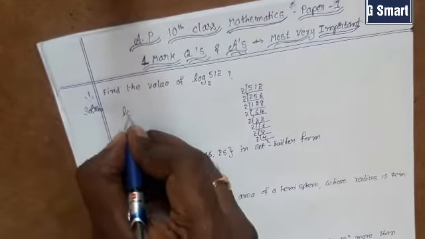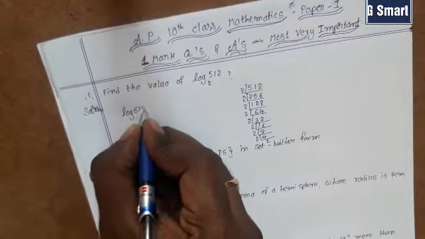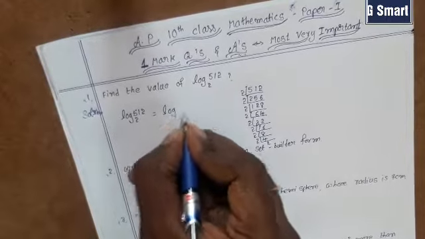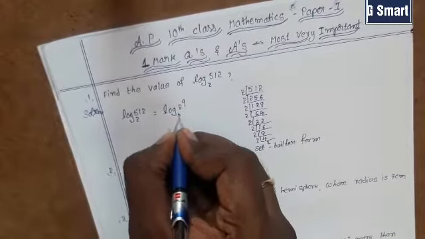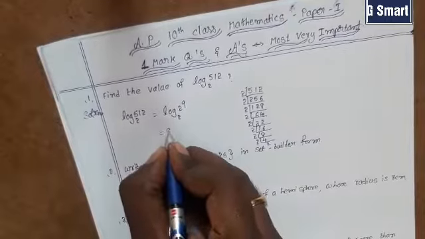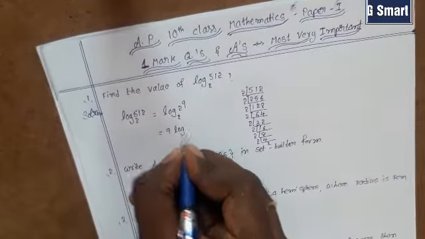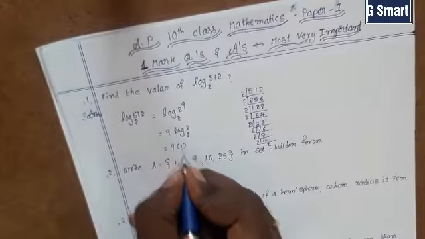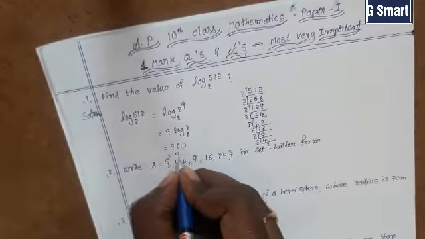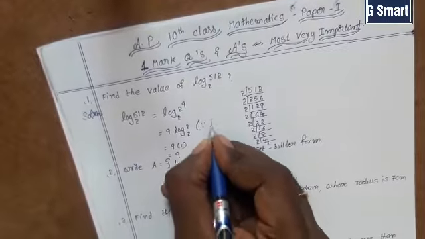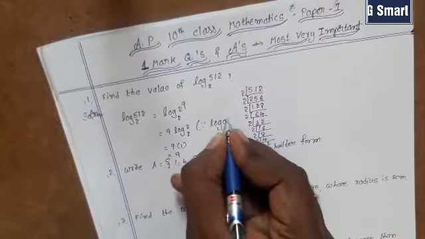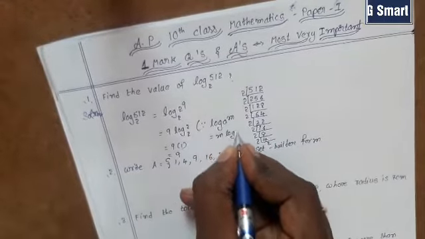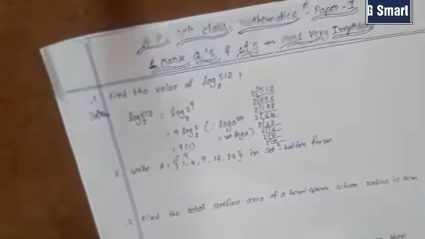So log 512 base 2 can be written as log 2 power 9 base 2. Again this can be written as 9 into log 2 base 2. Again this can be written as 9 into 1. Again this is 9 ones are 9. So here the formula is log a power m is equal to m log a. So like that we will get this answer.